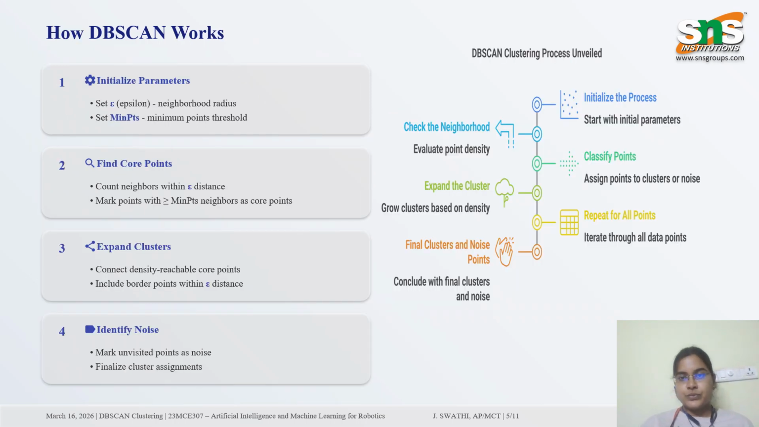Coming to the working, first we initialize the process, check the neighborhood, and evaluate the point density. I specify the minimum points. For example, if the minimum points is equal to 5, I should choose a point which has at least 5 points around it. Depending upon the density, I choose the core point and neighbor points, and classify each as a border point, core point, or noise point. I choose the radius and expand the cluster, repeat for all the points, and finally it forms the clusters and avoids the noise points.